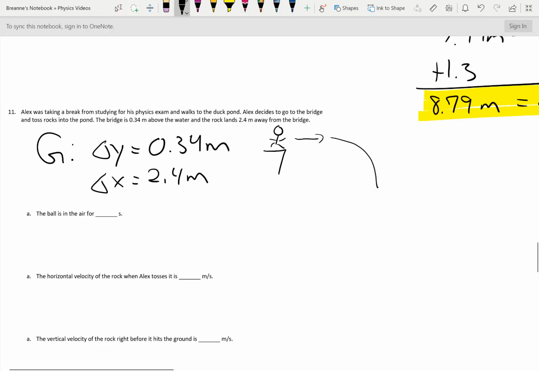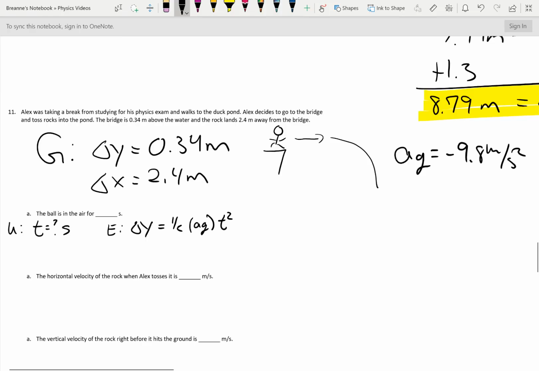So the first question is, how long is the ball in the air? So we're looking for time. What's the main factor of time? Yes, height. And don't forget, we do have acceleration as a given also. Time is our unknown, so the equation we're going to end up using is delta y equals 1/2 a g t squared. We know our delta y.